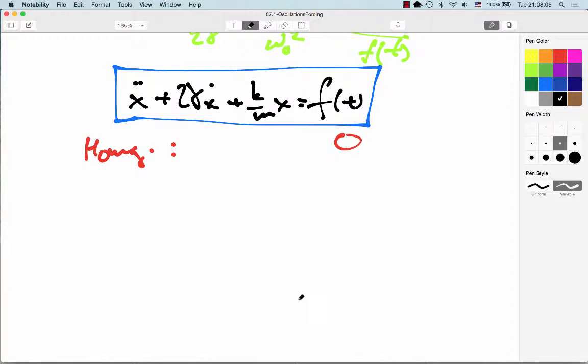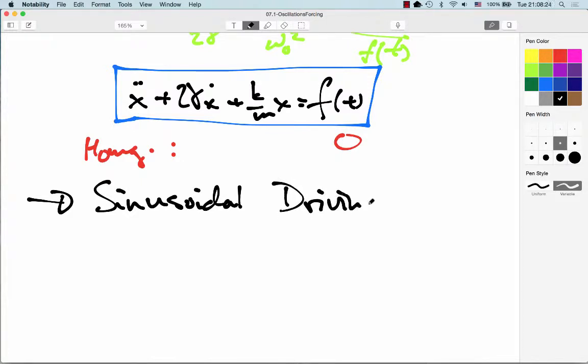Well, we can't really get anywhere without some knowledge of what f of t is. So we're going to make an assumption here, and we're going to assume the driving force is sinusoidal. I promise you that's not as bad as it sounds. I'll touch on that point again near the end of either this or the next video, depending on where it gets divided.